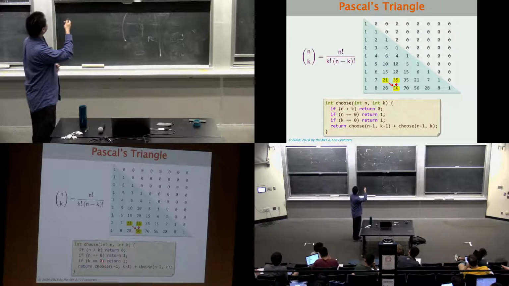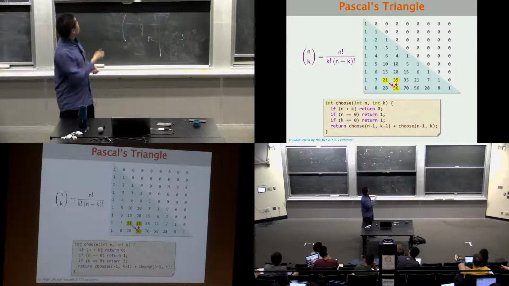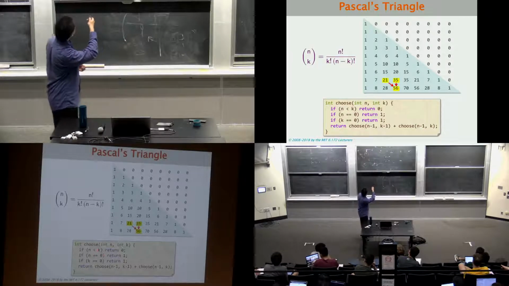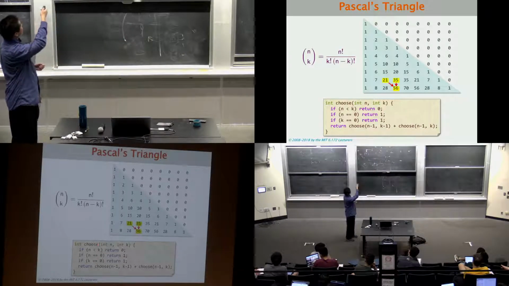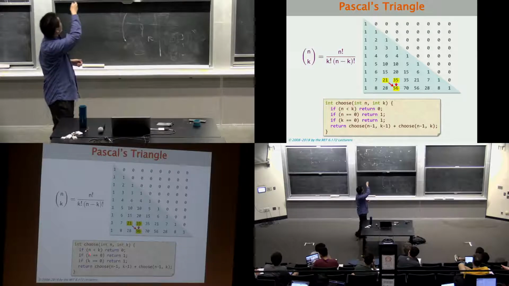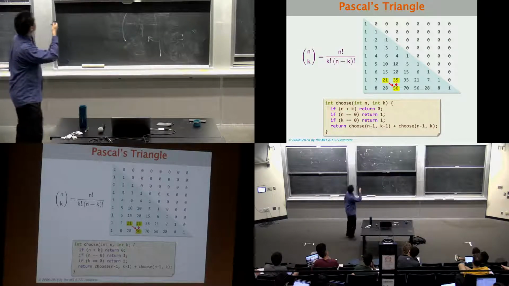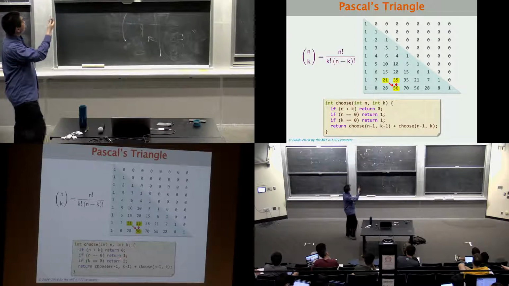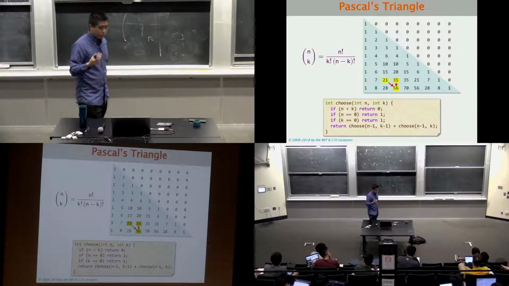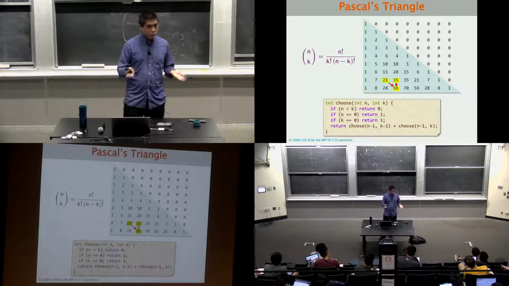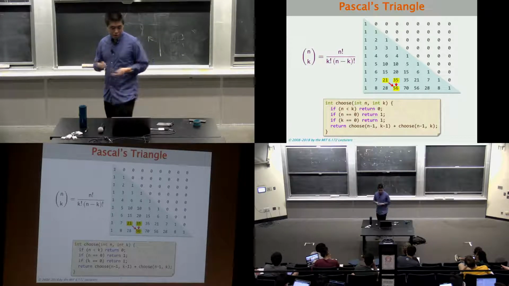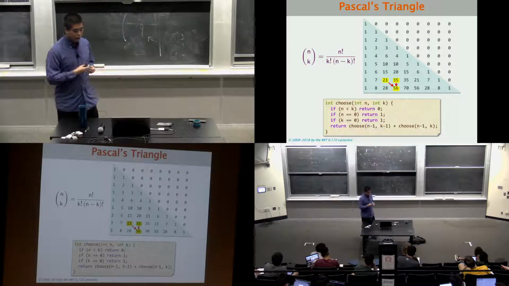If n is equal to 0, then we just return 1 because here k must also be equal to 0 since we had the condition n less than k above. And there's one way to choose 0 things from a set of 0 things. And then if k is equal to 0, we also return 1 because there's only one way to choose 0 things from a set of any number of things. You just don't pick anything.